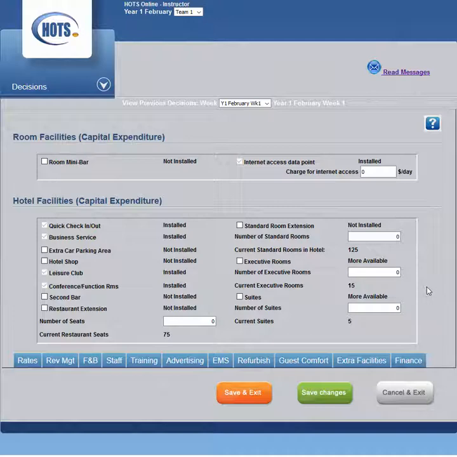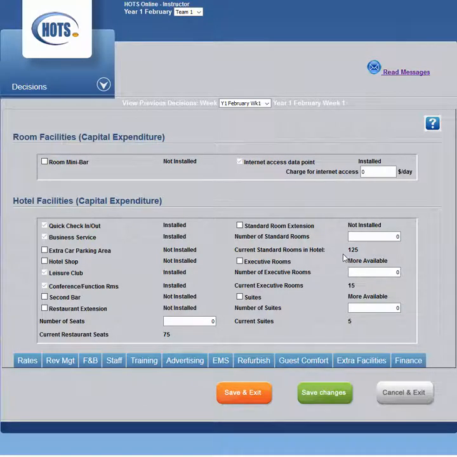Or the exercise can already have some of these in place. This particular one started off with executive rooms and suites in place, but our teams can still include several new features like building extra car parking area, including a shop, a new bar, restaurant extension and so on. So there are many capital items still left for them to do.